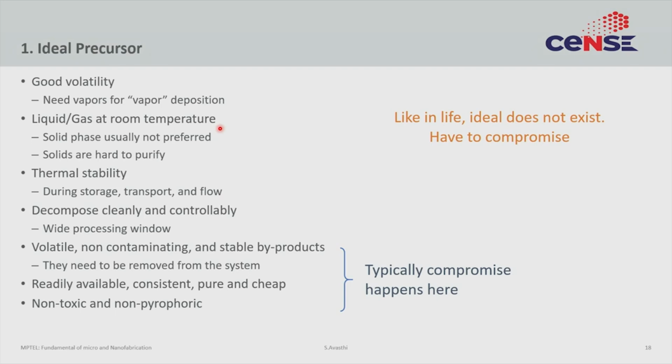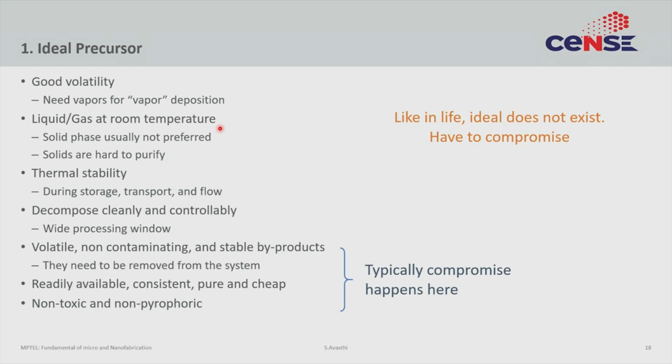The byproducts must themselves be non-contaminating. If a certain chemical reaction is forming metal particles, that may not be a very good precursor, because those metal particles will then contaminate the semiconducting layer that you are growing. And they must be stable themselves, because again, you do not want secondary or tertiary reactions to start occurring, because that is an uncontrollable situation.